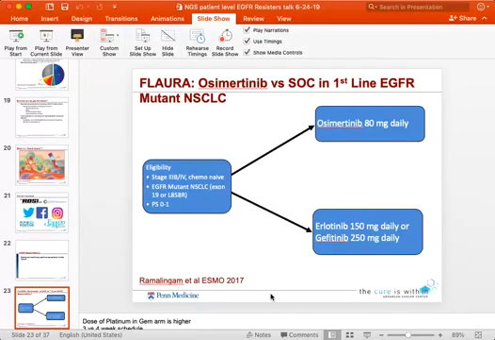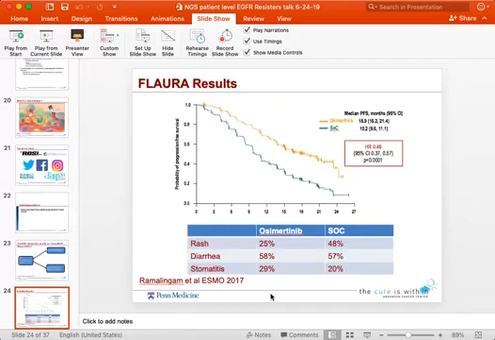So this is the FLAURA study. This is the reason that I tend to use osimertinib as first line in EGFR mutant lung cancer. This is a progression-free survival curve which showed that osimertinib, indicated here in yellow, was superior to standard of care in terms of progression-free survival, and also the toxicity of osimertinib, the side effect profile, was better.